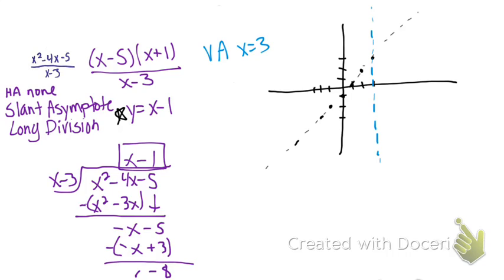And I can still find my y-intercept by plugging in 0 everywhere there's an x. So I get a y-intercept at negative 5 divided by negative 3, which is 5/3. So that's almost at 2, not quite. Then I can still find my x-intercepts as well. My x-intercepts is when the top is equal to 0, and the top equals 0 at 2 places. I'm going to have 5 and negative 1. So I'm actually going to go ahead and plot both of those.